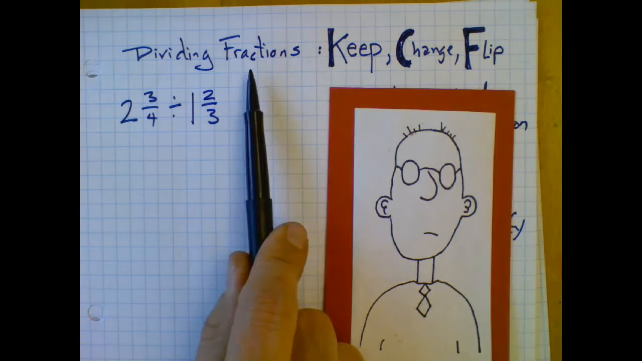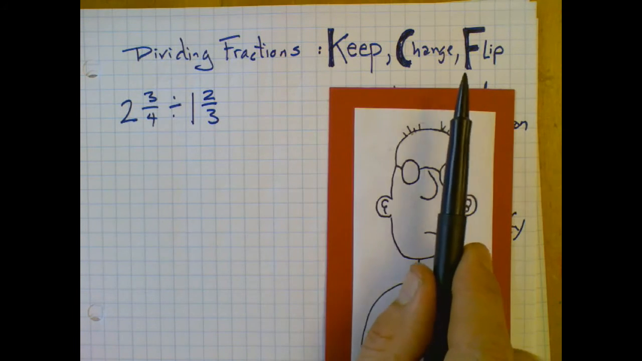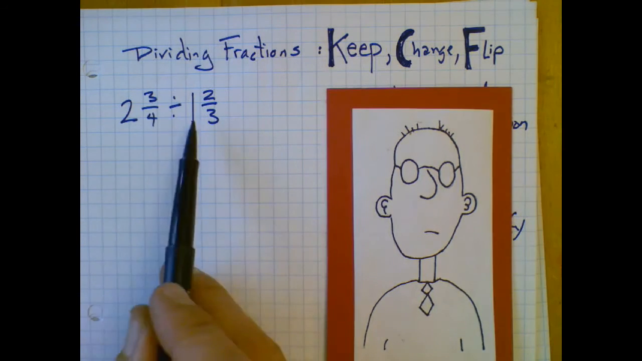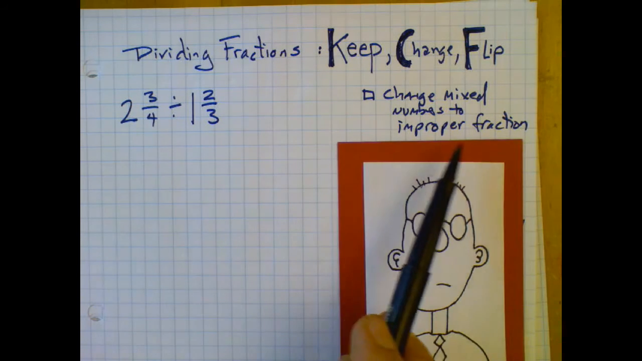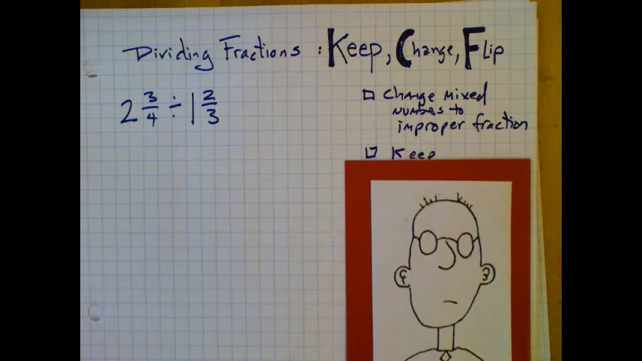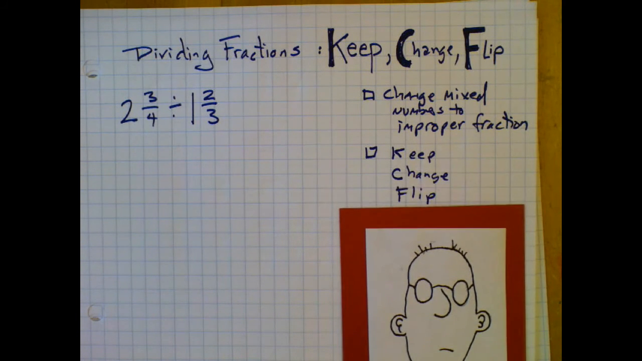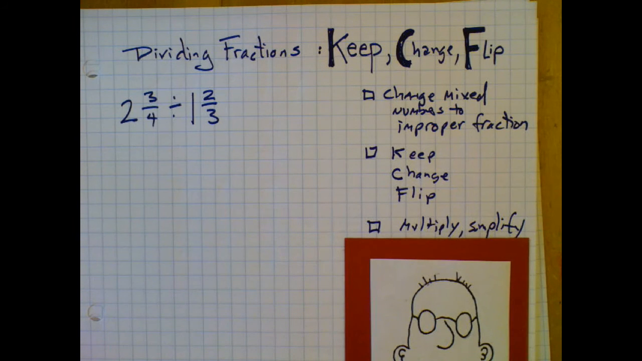We're dividing fractions, and we are going to be using the keep, change, flip method of getting this done. So we have some steps involved in dividing fractions. Here's an example. Our steps are, we're going to change any mixed number into an improper fraction. Then we're going to keep, change, and flip, which we'll demonstrate in a moment. We're going to multiply where we need to and then simplify as necessary. So here we go.